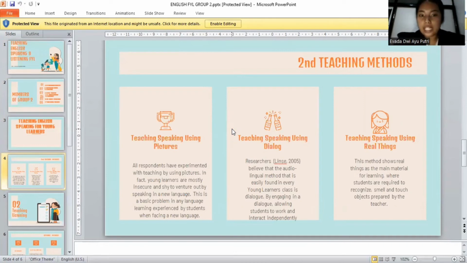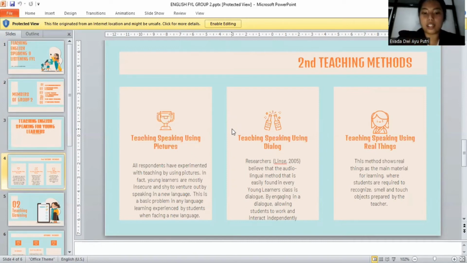All respondents have experimented with teaching by using pictures. In fact, young learners are mostly insecure and shy to venture out by speaking in a new language. This is a basic problem in any language learning experienced by students when facing a new language. The teachers believe that by using pictures, students can be stimulated to communicate fluently or well in English.